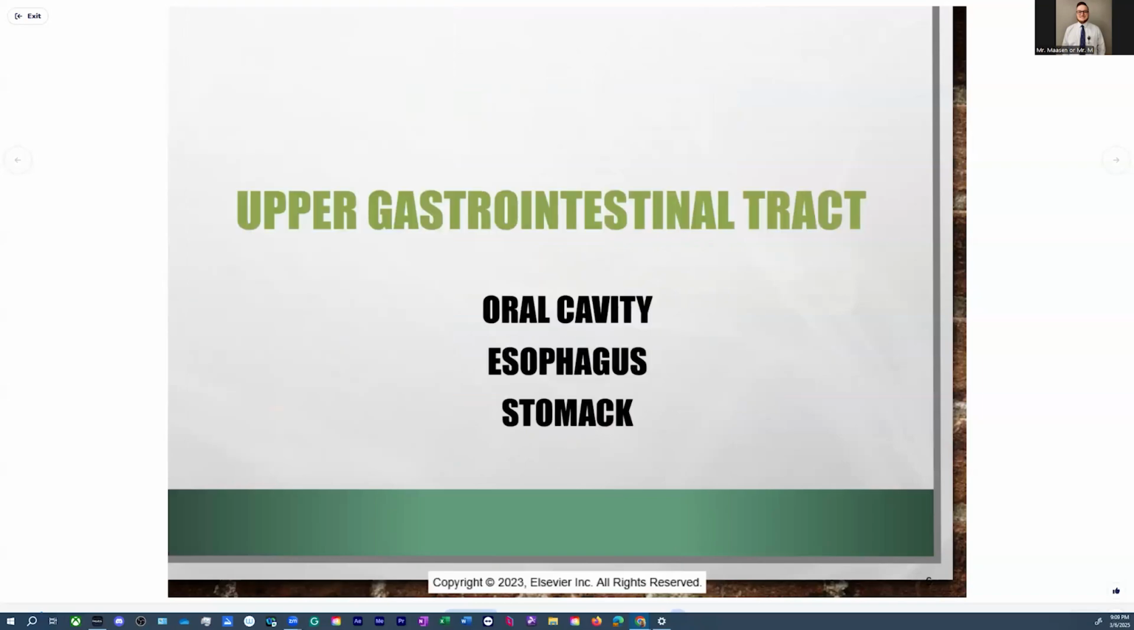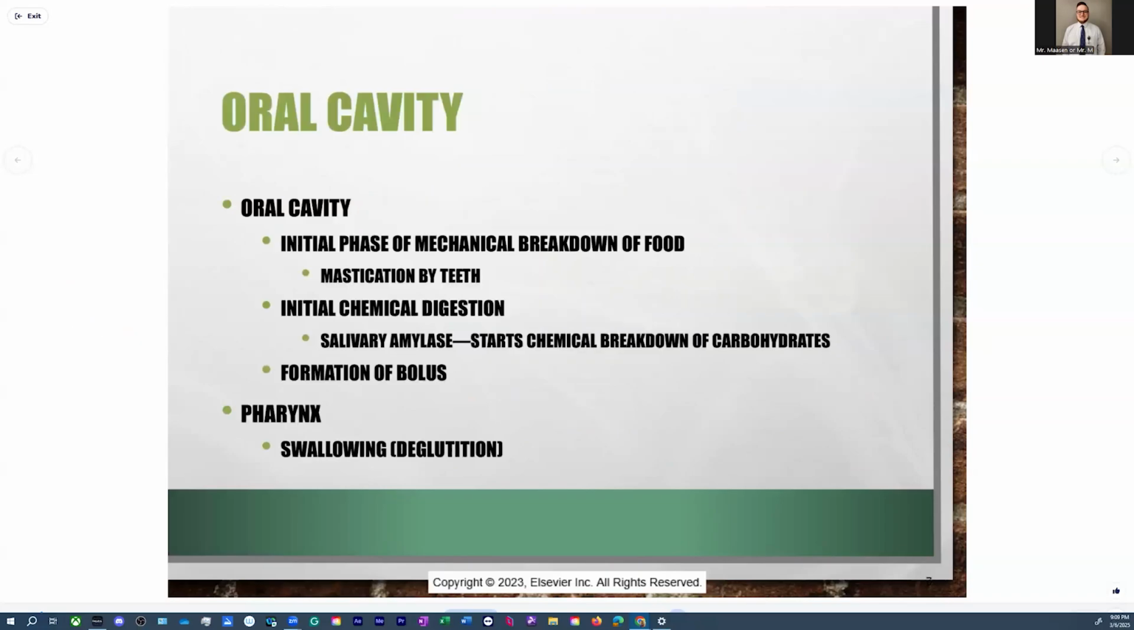So upper GI tract structures, really you can go into the oral cavity, the esophagus. You could say stomach. Stomach's misspelled here, I just realized. Also, you could say the pharynx, the back of the throat. The throat itself would be considered upper GI because food has to pass through there.